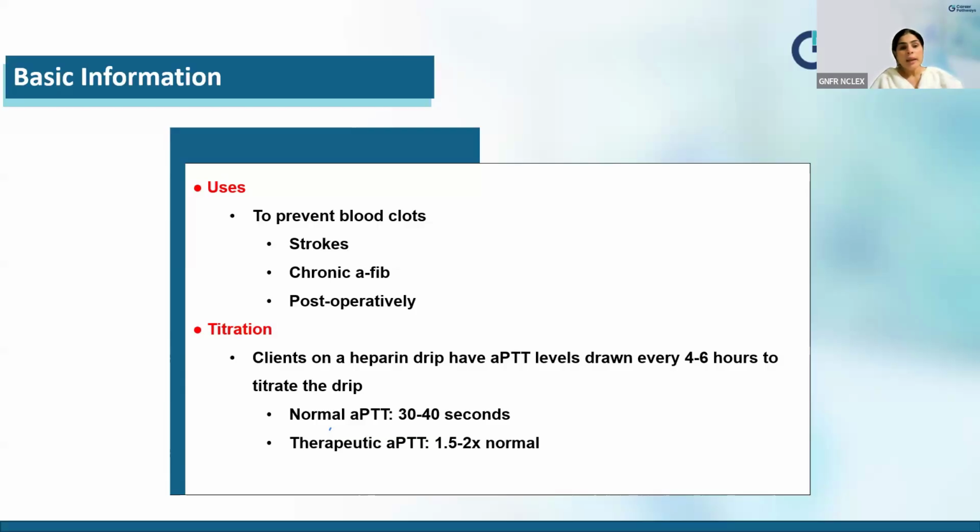Thank you, Kavita. So clients on heparin drip have activated PTT level drawn every 4 to 6 hours to titrate the drip. Normal activated PTT is like 30 to 40 seconds. But if we are giving a therapeutic dose, then it should be double the normal, or 1.5 times the normal. So if it's 30 to 40, it should be approximately 60 to 80. Understand? So these are the doses.